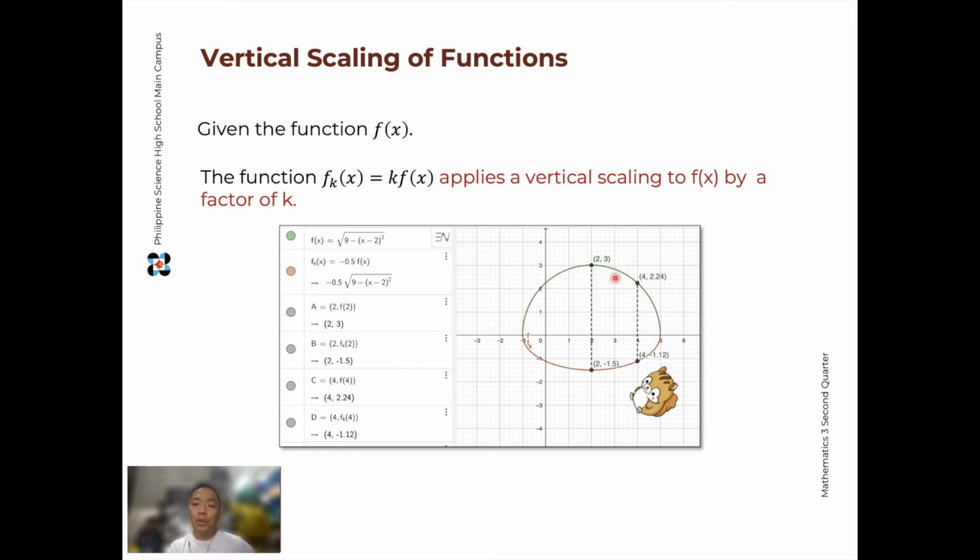So if I have a point 2, 3 in my original function, if we multiply negative 0.5 dun sa function value, which is 3, then we'll have a corresponding point sa 2, negative 1.5. If we have a point sa 4, 2.24, then we'll have a corresponding point sa image na 4, negative 1.12, kasi na-multiply ng negative 1/2 yung y coordinates. So I hope that makes sense. Let's move on to horizontal scaling.